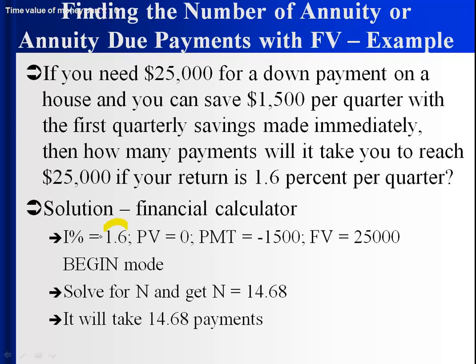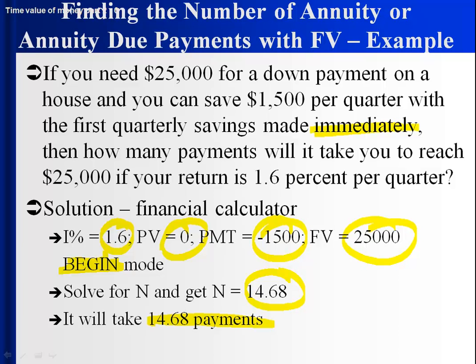So we can earn 1.6%. We have nothing saved. We're going to be putting in 1,500. Our goal is 25,000, and we start immediately, so we're in begin mode. Solve for n: 14.68. 14.68 payments. So we put in 1,500 today, 1,500 in 3 months. That happens 14 times. We're almost there. Then 0.68 of a payment, and boom, we've got our 25,000. So the answer is 14.68.